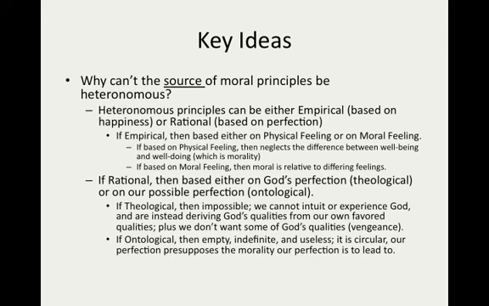If it's based on an ontology, then Kant wants to say, well, that makes it empty or indefinite or useless. It's circular. Our perfection presupposes our morality, and our morality presupposes that we understand what perfection is. We get into a big circle like that, and we never really get to understand the source of moral principles.